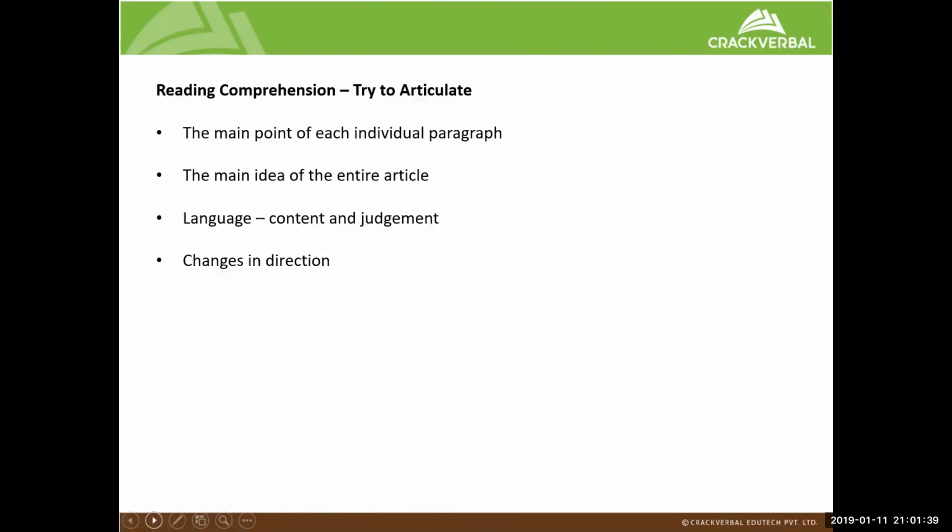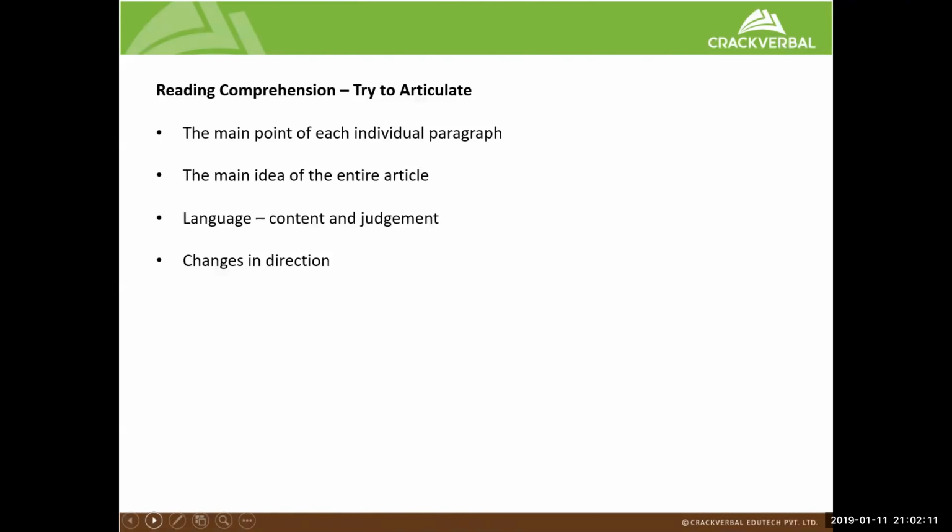The second thing that I would ask you to work on is the language. You should understand the language. That's more important than not understanding the meaning of a particular word. When I speak about the understanding of language, it is the understanding of the entire aspect of the reading comprehension passage. When I speak about language, I speak about content. What parts of the passage are giving you content, and what parts of the passage are actually passing a judgment.